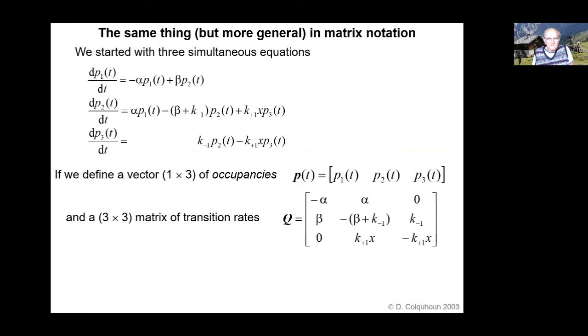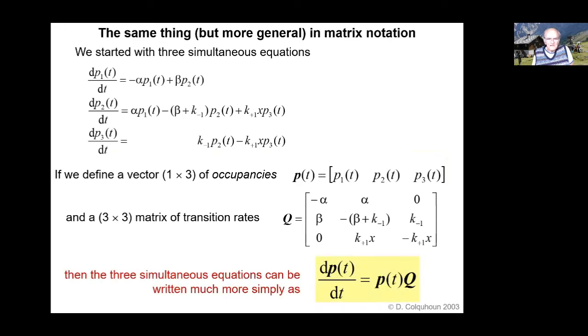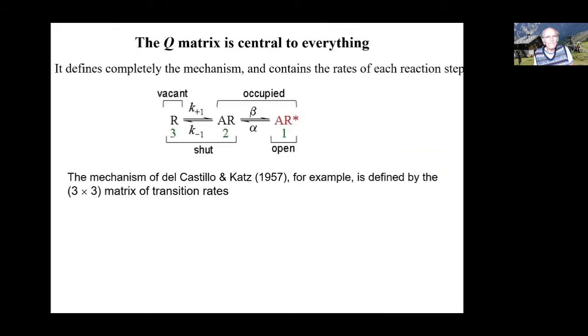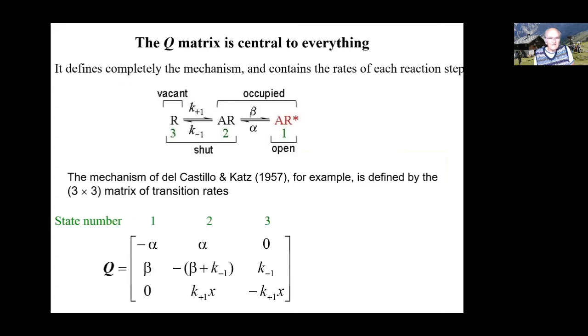And with this definition, we can write those equations simply as dp by dt equals p of t times Q. So this Q matrix is really absolutely central to everything. It defines a mechanism and all the rates in it. So that's the Q matrix for the Del Castillo-Katz mechanism.